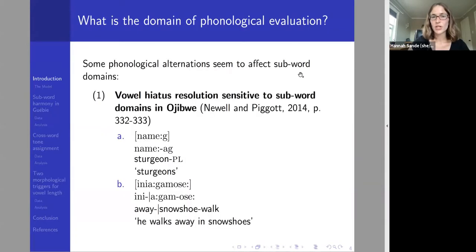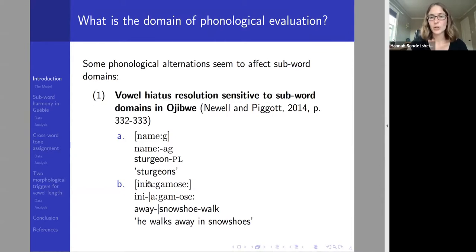Some phonological alternations seem to affect subword domains. For example, in Ojibwe, Newell and Piggott have shown that how vowel hiatus is resolved is sensitive to certain boundaries within words. In this first example, the underlying form has vowels that are sequential at a morpheme boundary, and in the surface form, only one of those vowels surfaces. So we get deletion to resolve this potential vowel hiatus. But at a different word-internal boundary, you also get underlyingly this vowel-vowel sequence, and it surfaces faithfully. So at two different word-internal boundaries, you get two different strategies for resolving or not resolving vowel hiatus.